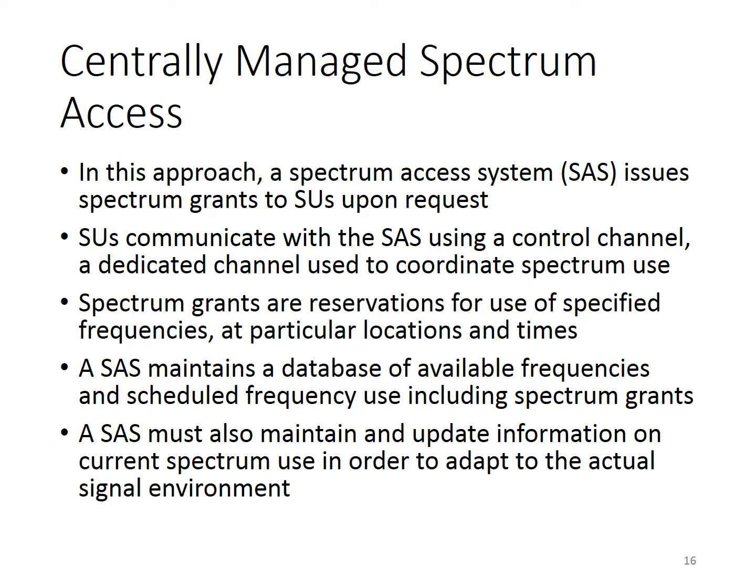Secondary users communicate with the SAS using a dedicated control channel, which is separate from channels used for communication among secondary users. A spectrum grant is permission to use a specified frequency at a given location for a specified period of time. The SAS senses the spectrum using dedicated receivers, possibly in combination with crowdsourced spectrum occupancy information from the secondary users. The SAS can order secondary users to vacate frequencies, even those frequencies for which they have spectrum grants, if the SAS determines that a primary user needs to use the frequency.